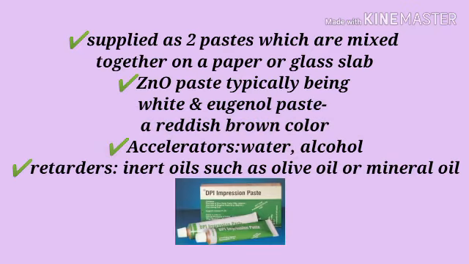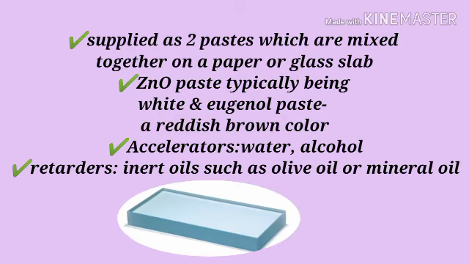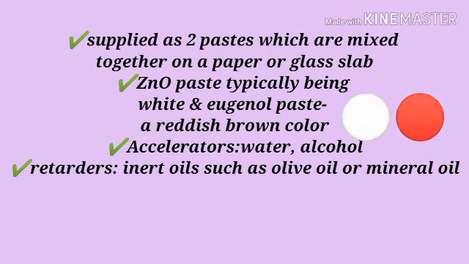They are usually supplied as two pastes which are mixed together on a paper or glass slab. Zinc oxide paste is typically white and eugenol paste is a reddish brown color. The accelerators used are water or alcohol, and the main retarders used are inert oils such as olive oil or mineral oil.